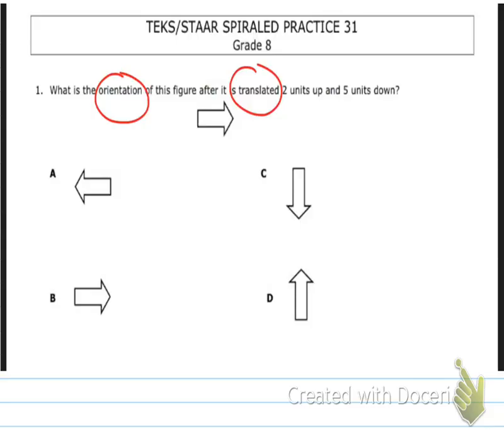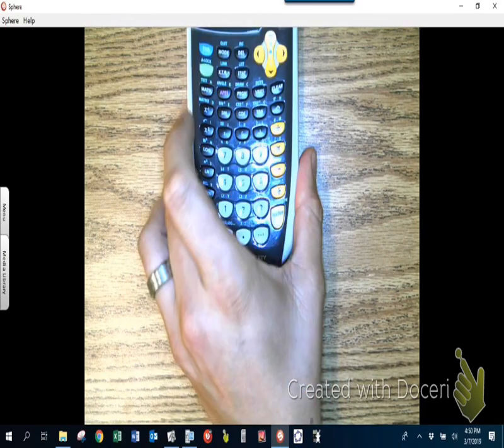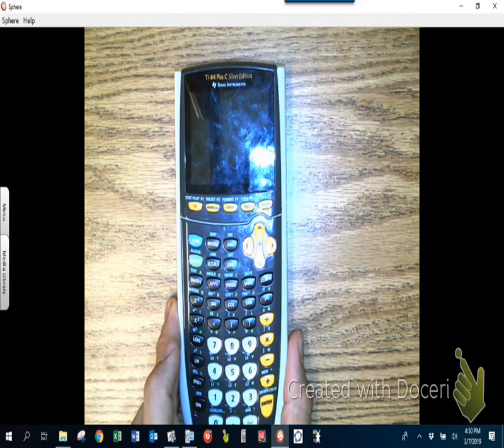So when I come back here, the question is, what is the position it is facing when I translate it? Now notice I circled the SL. That's a little trick to remember that translate means slide. 2 up, 5 down. Now keep in mind, if I slide this up or down or side to side, anywhere that I slide this, notice the position it's facing doesn't actually change. It's still facing the same position always.